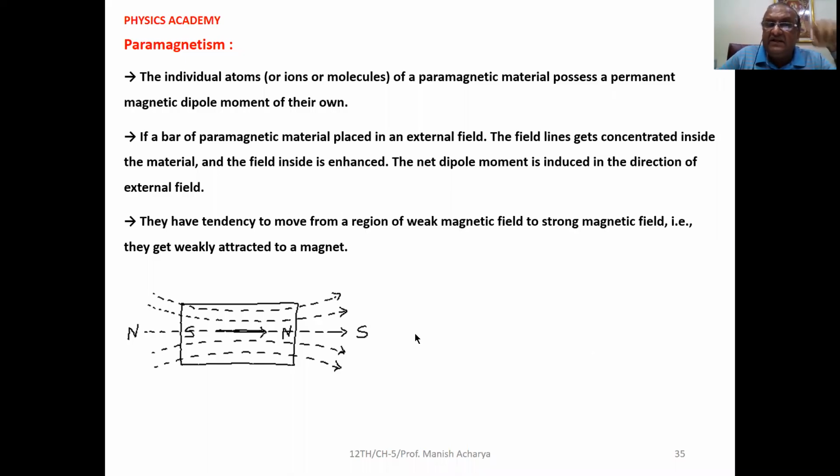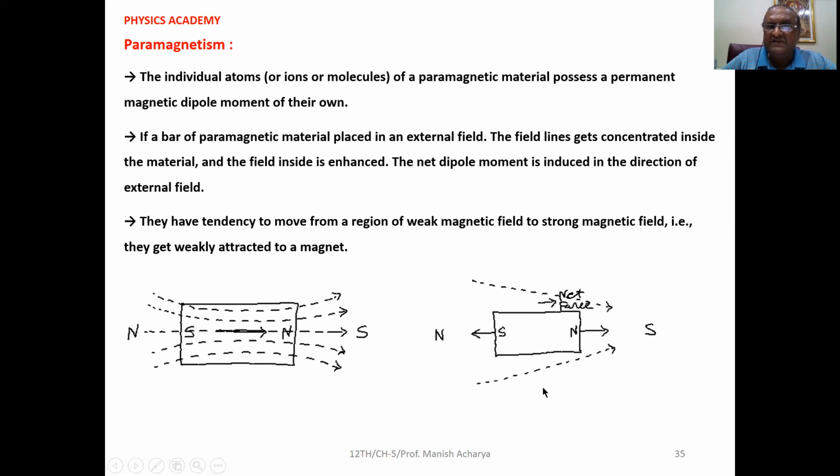But as soon as we place it in the external magnetic field, all the dipole moments will try to align themselves in the direction of that external field. Okay. So, inside the sample, the magnetic field developed will be in the direction of the external field. Therefore, inside the substance, the magnetic field becomes stronger. It implies that we can say this thing, the field lines are concentrated inside the material. Now see here, due to the alignment of these dipole moments, the south pole induced in the sample will be towards the north pole of the external agency, and the north pole in the sample will be induced towards the south pole of the external agency.